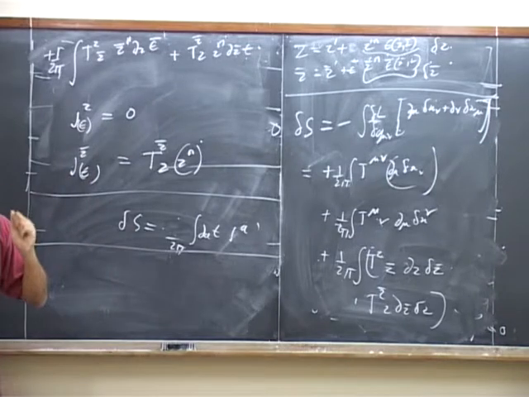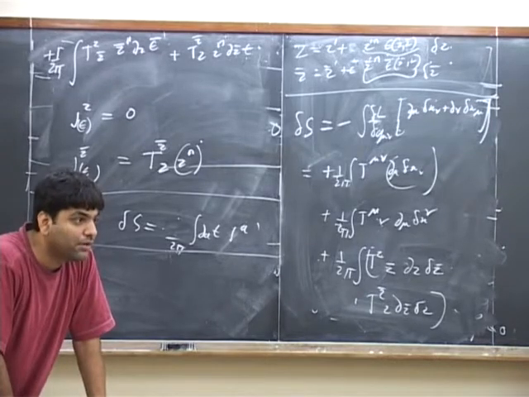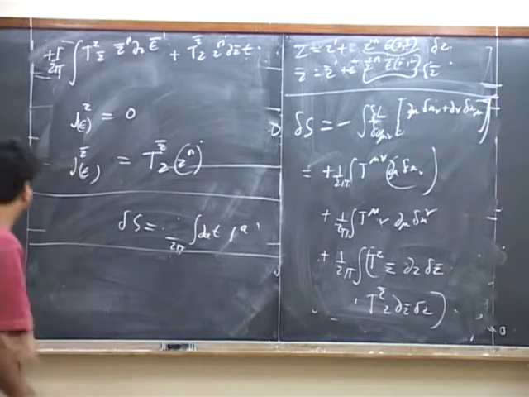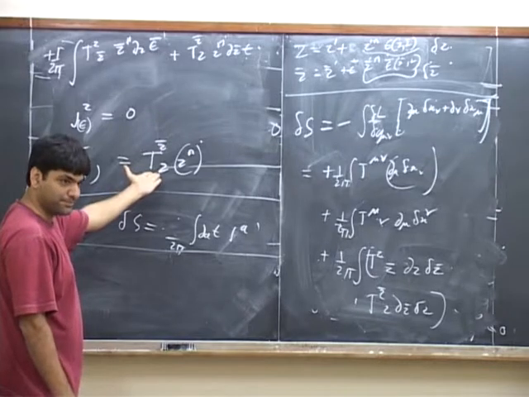Okay, there are two objects. When n is equal to 0, this should go to the translations, exactly. And there is an I there. No, there's no I. You see, the translations, the current corresponding to translation is just the stress tensor.